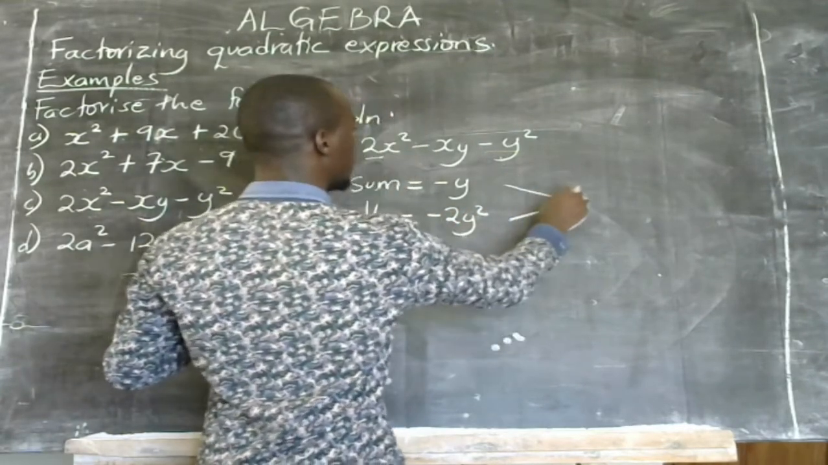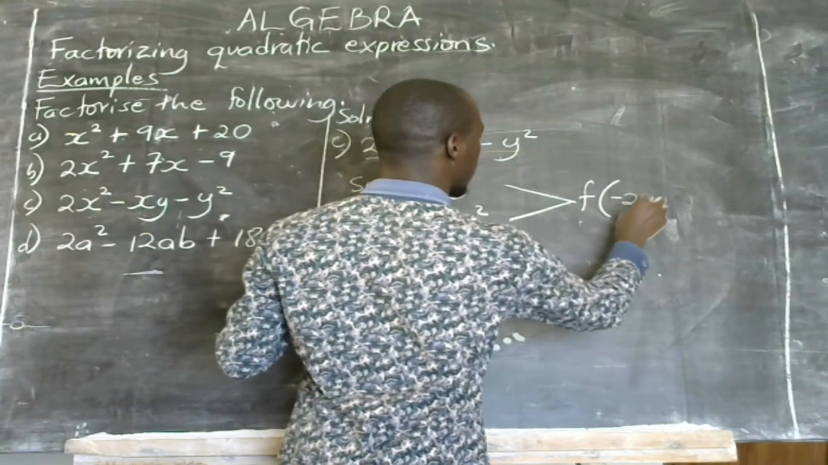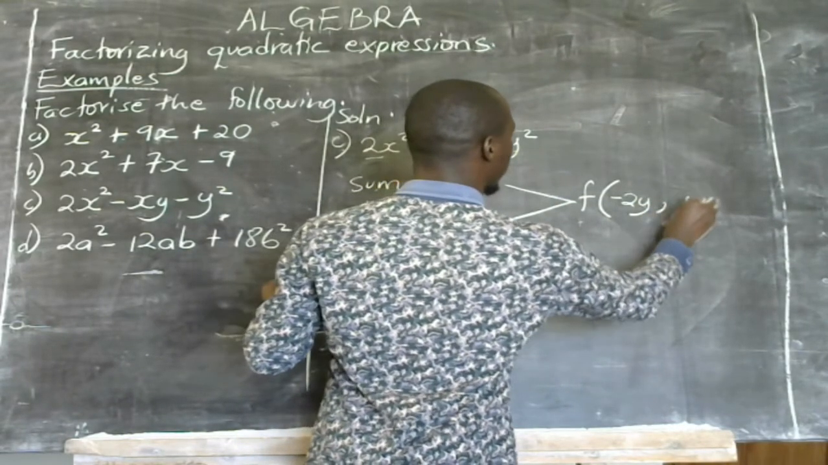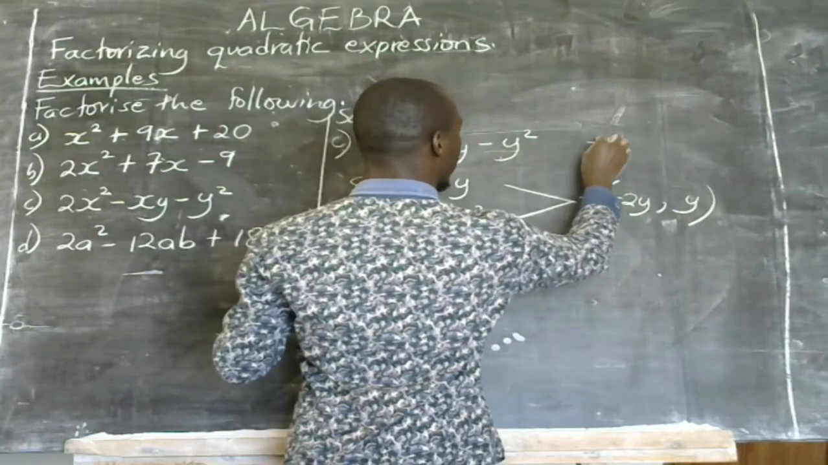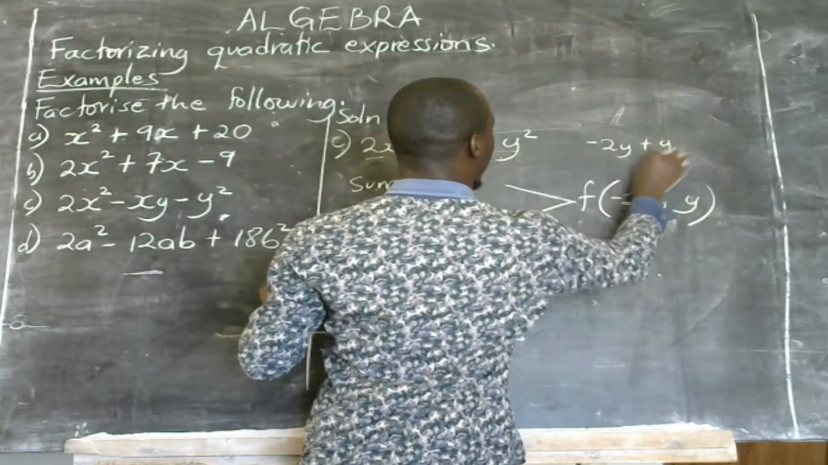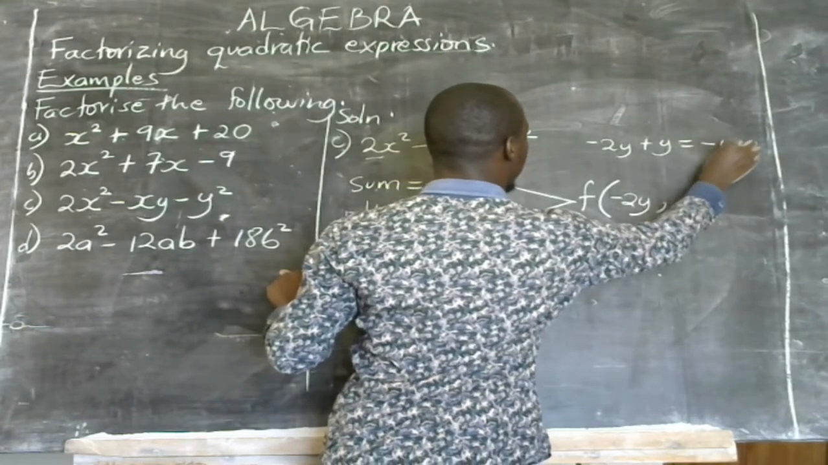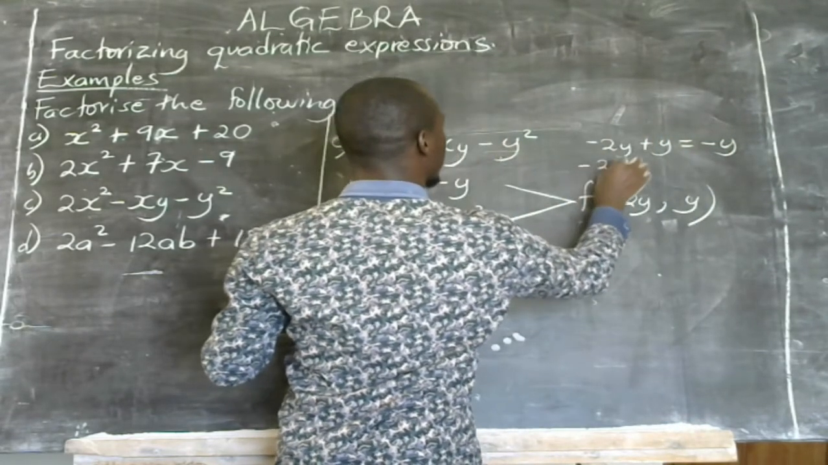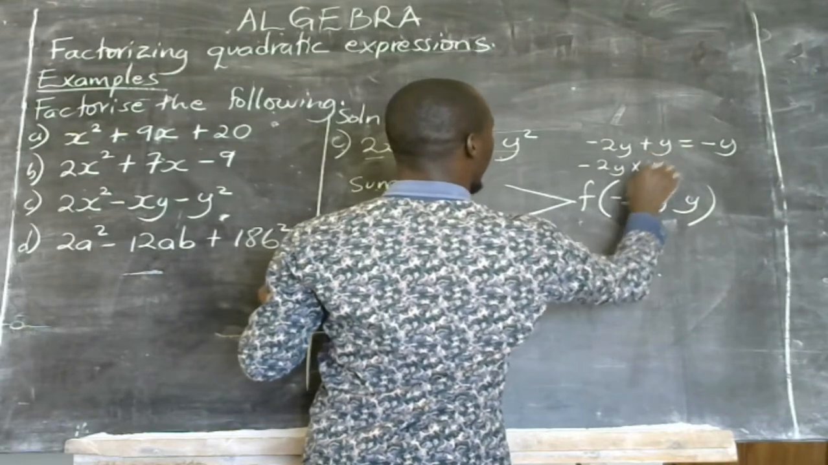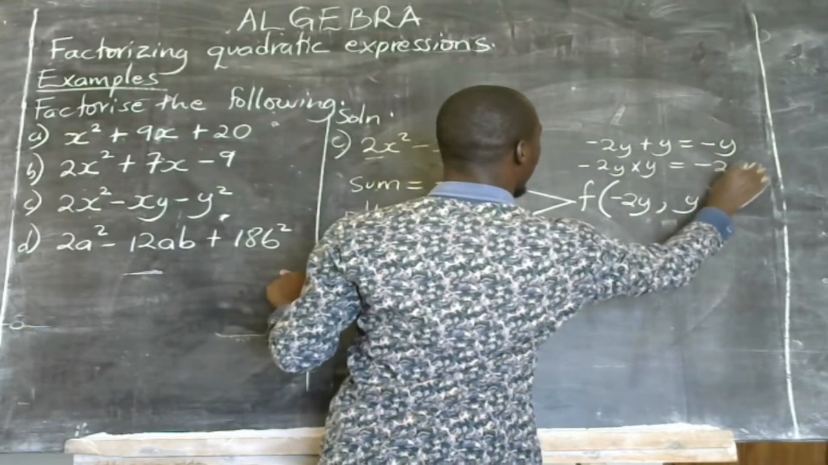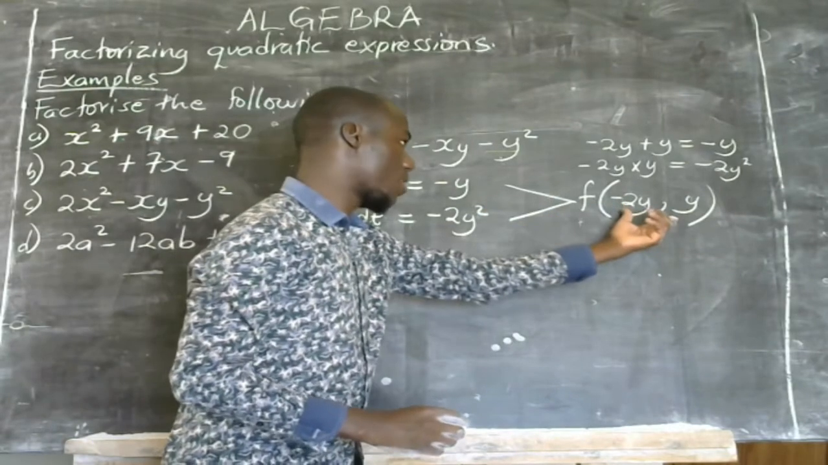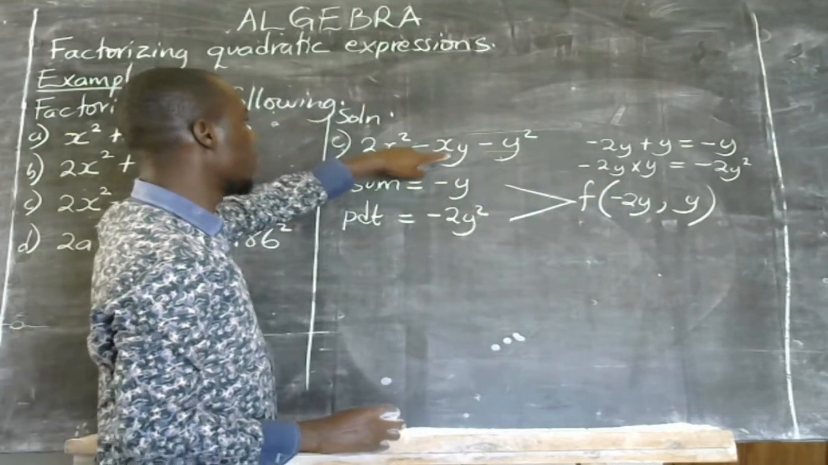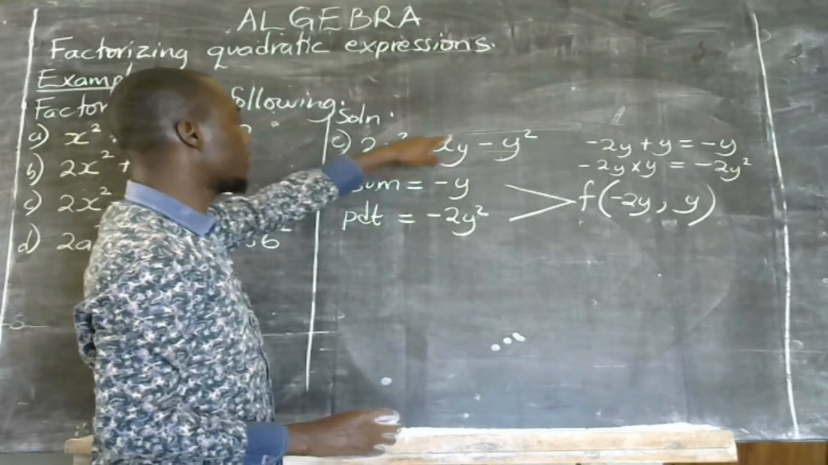Factors here, you have negative 2y and y. So when you get negative 2y plus y, you get minus y. When you get negative 2y times y, you get negative 2y squared. So my factors are okay. Then I'm going to substitute them here where I'm having negative xy.